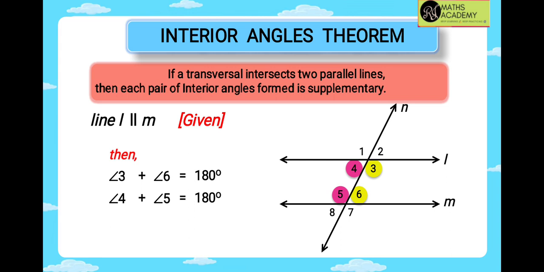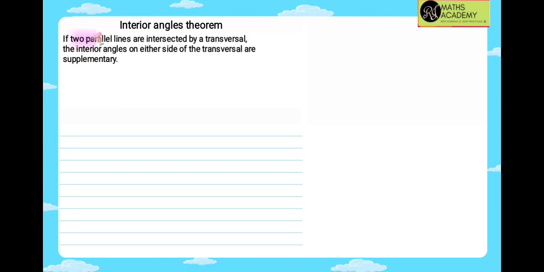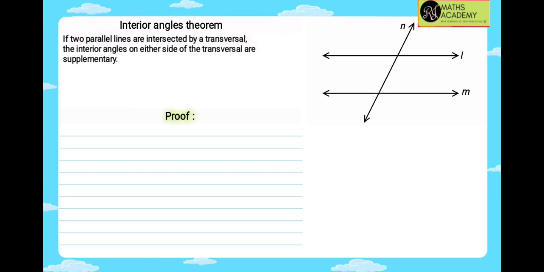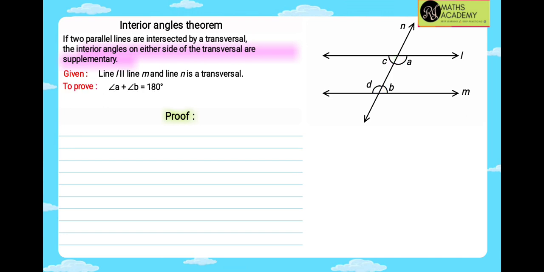Now we'll understand why these interior angles sum to 180 degrees. We'll prove that. Observe this diagram. Lines L and M are parallel to each other and N is the transversal, which is already given. Now what we have to prove is that angle A plus angle B is 180 degrees. Similarly, the next pair, angle C and angle D, equals 180 degrees. Let's understand the first one.